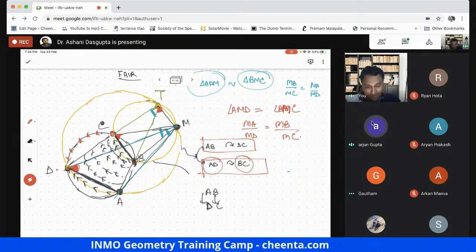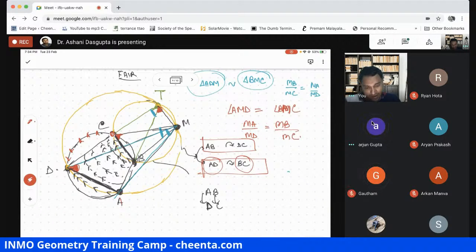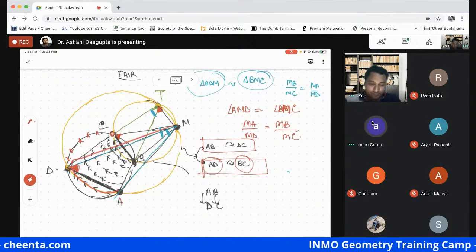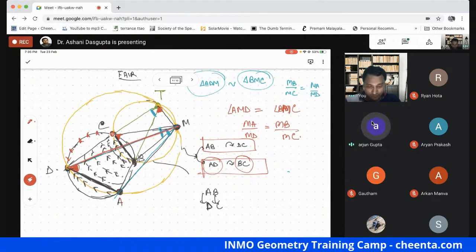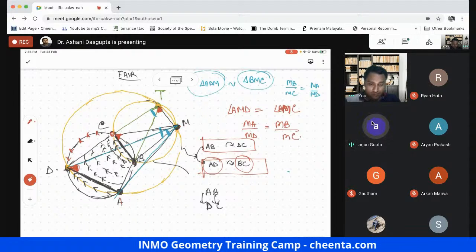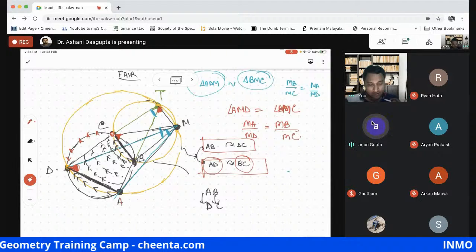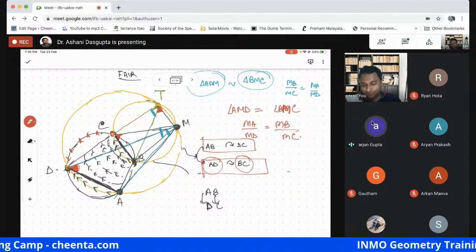That's what he's saying, right? Yes. So what I think about is that the equality of angles AMD and BMC is not just that these two angles are equal. It also gives that angle AMB is equal to angle DMC. So basically, we are getting two things at a time.